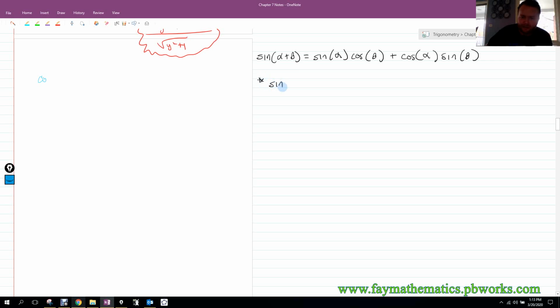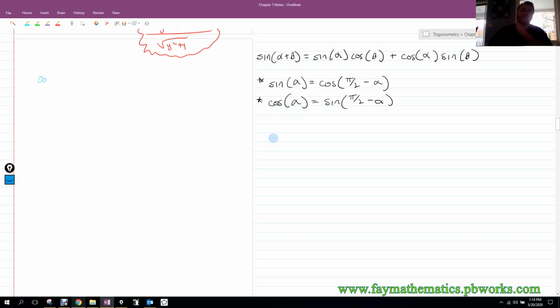We need to know that the sine of, let's just say alpha, is equal to the cosine of pi over 2 minus alpha, and then the cosine of alpha is equal to the sine of pi over 2 minus alpha. And again, those could be any letter: alpha, beta, x, y, theta. It doesn't matter. This is just the rules that we're going to need here.